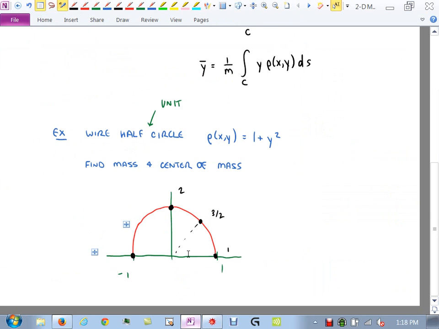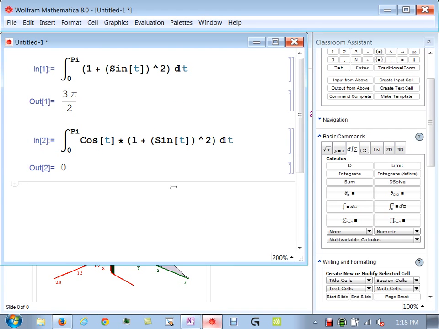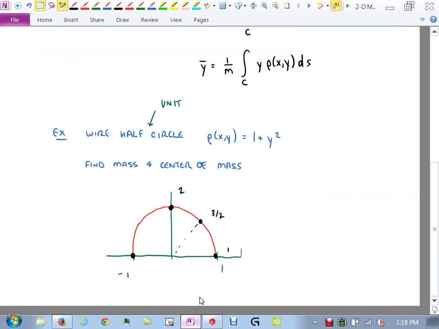Does it make sense that the x-coordinate of your center of mass is 0? Because this is a symmetrical wire, the x-coordinate should be 0. The question is, where's the center of mass up and down? So x is 0. Got that? How do we find the y bar?